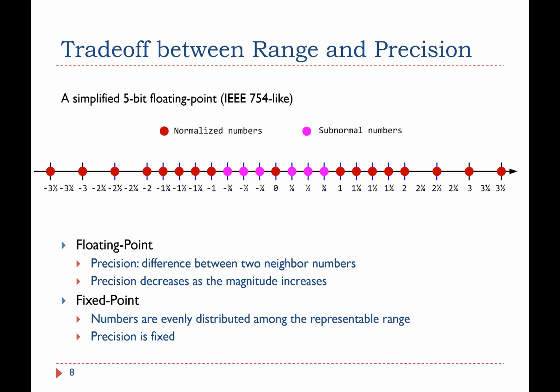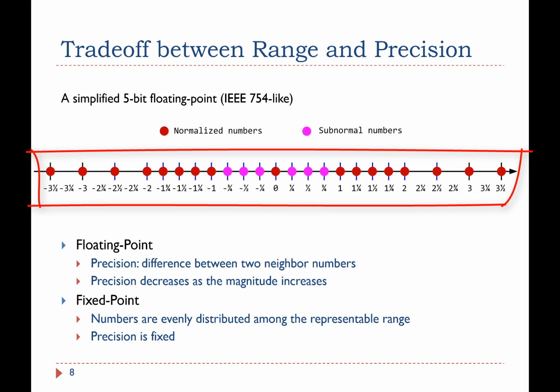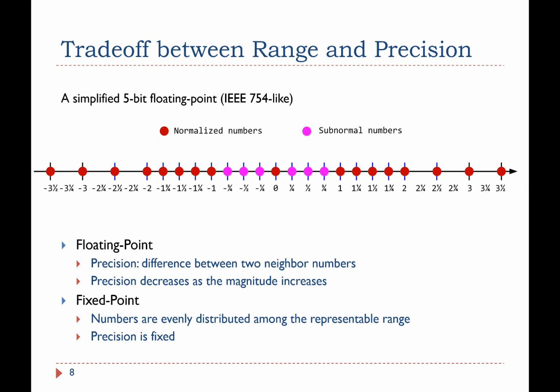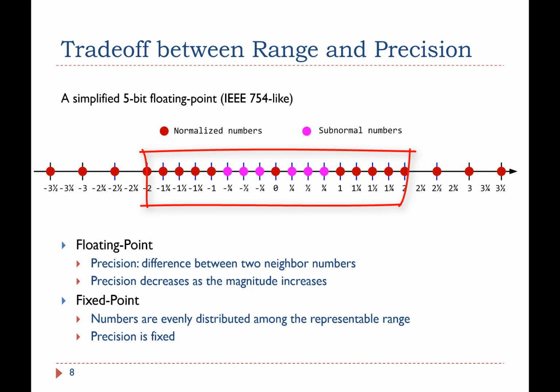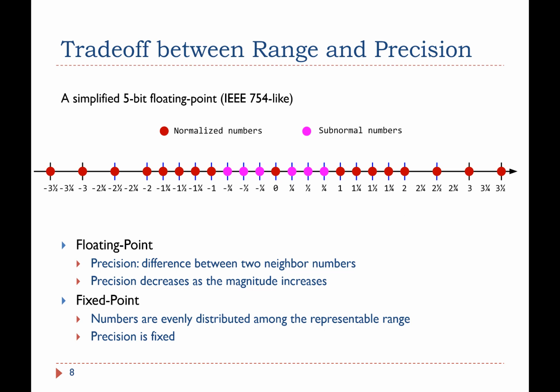Let me use a simplified 5-bit IEEE 754-like floating point to illustrate the trade-off between the representation range and the precision. On this axis, all dots are numbers that can be represented by this 5-bit IEEE 754-like format. As we can see, representable floating point numbers are denser at the smaller end. The gap between two consecutive numbers increases as the magnitude gets larger.